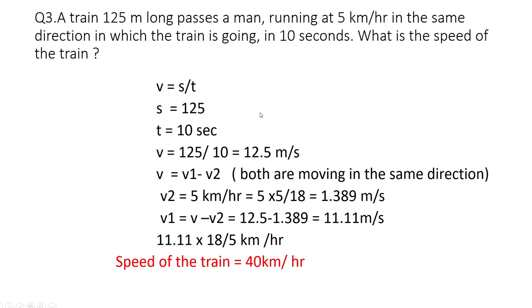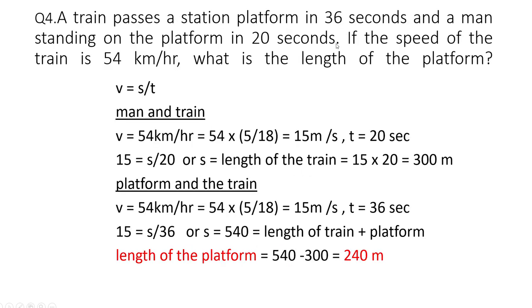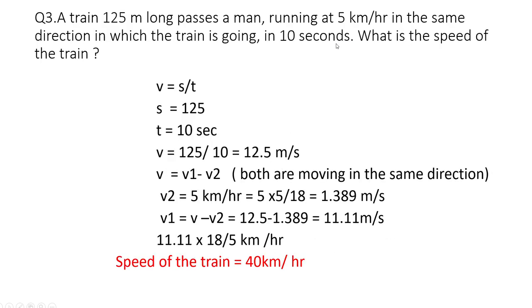Next question: a train 125 meter long passes a man running at 5 km per hour in the same direction in which the train is going in 10 seconds. What is the speed of the train?